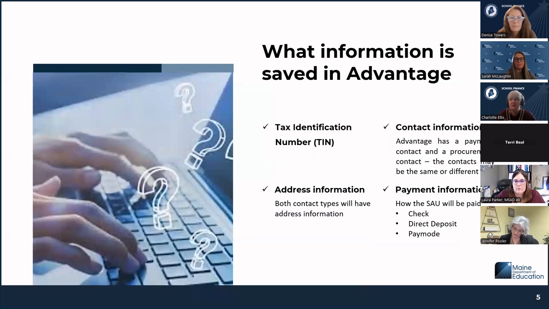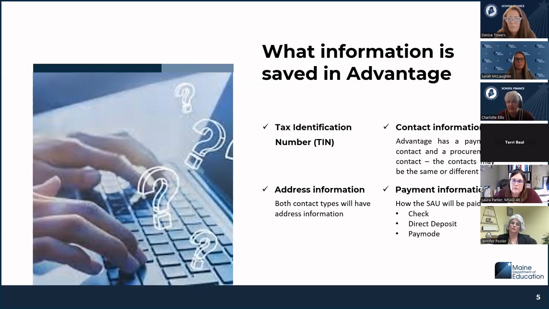So what information do we have in Advantage? So Advantage has your tax identification number. If you are a municipal school organization, we may have multiple tax identification numbers for you. There may be one for the town, and there may be one for the school department itself. Some have multiple, some do not. But it's important to know which one is in the system for the code that you're using for when we talk about changes, which we'll talk about later. We need to make sure we have the one that's attached to that specific code that we're using for your organization.